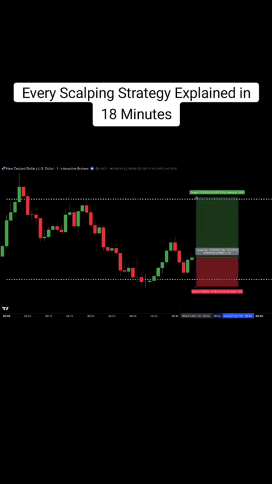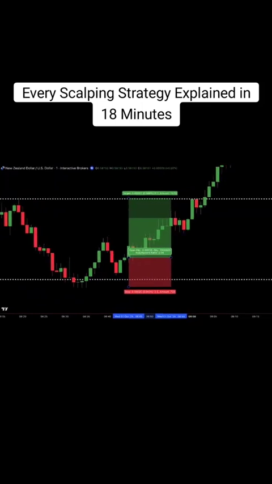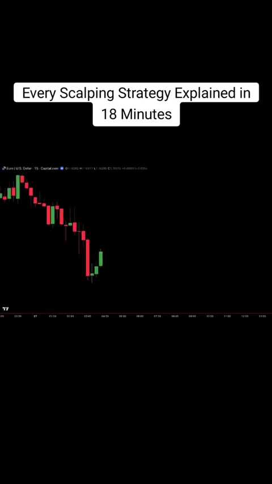That's your entry. You enter at the close of the candle that moves back inside the range. Your stop loss goes below the range, and your target is the next key level. Look at what happened. The market moved straight to the target. Now let's look at another real chart example.